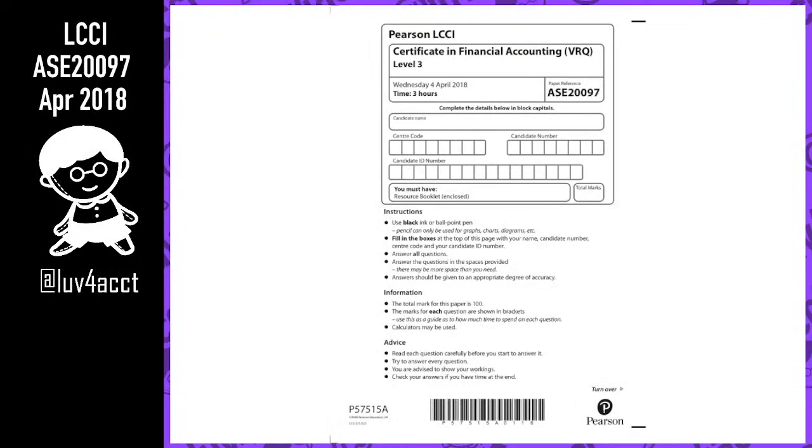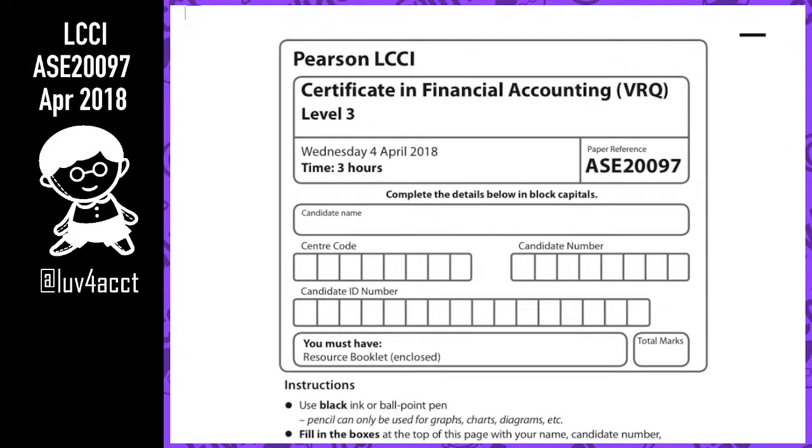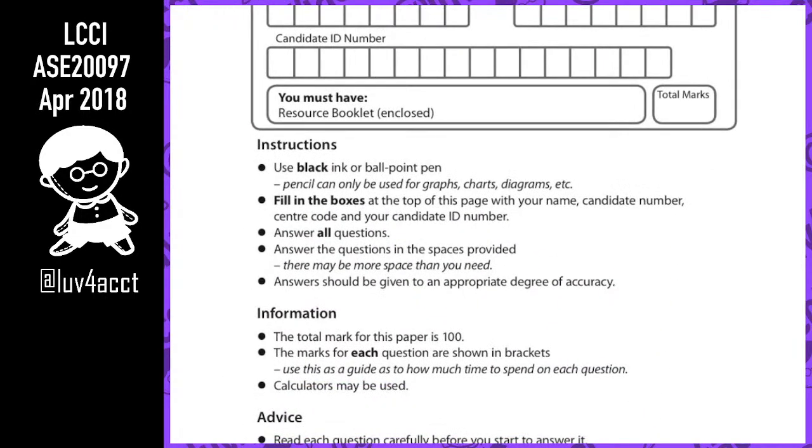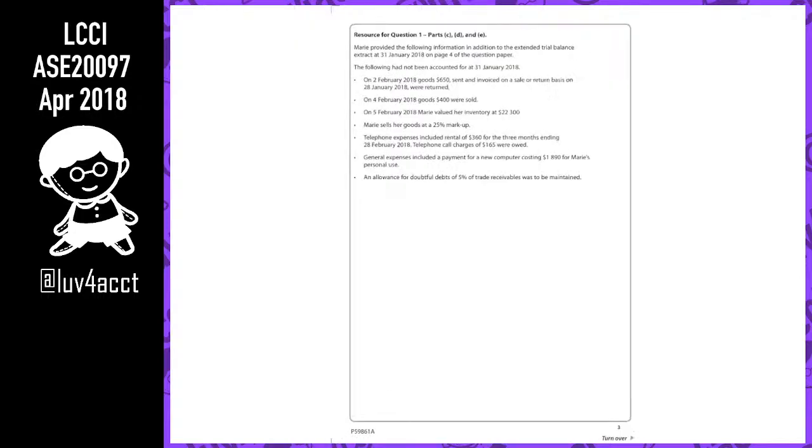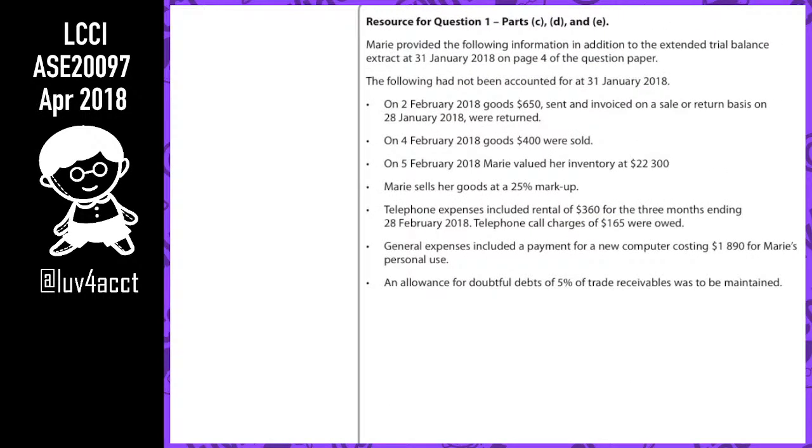Today we have our 18th set of paper for LCCI Level 3 Financial Accounting, April year 2018. Again, 100 marks, 5 compulsory questions. Let's start. Okay, we have how many items?